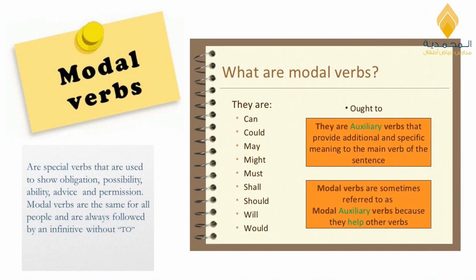Let us move to the modal verbs, and let's start with the definition. Modal verbs are special verbs that are used to show obligation, possibility, ability, advice, and permission. Modal verbs are the same for all people and are always followed by the infinitive without to. What are modal verbs? Can, could, may, might, must, shall, should, will, would, and ought to. They are auxiliary verbs that provide additional and specific meaning to the main verb of the sentence. Modal verbs are sometimes referred to as modal auxiliary verbs because they help other verbs.